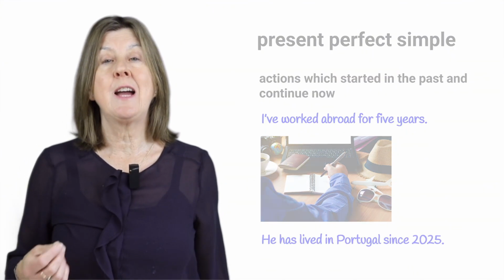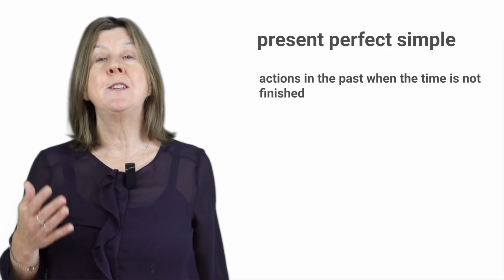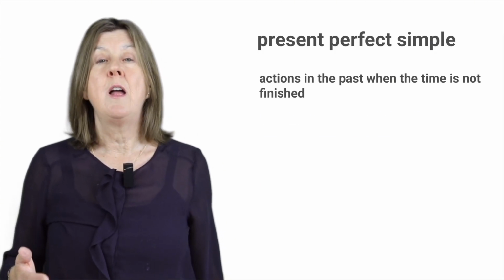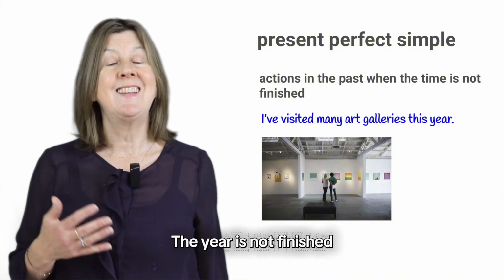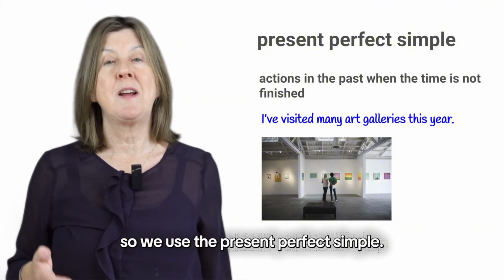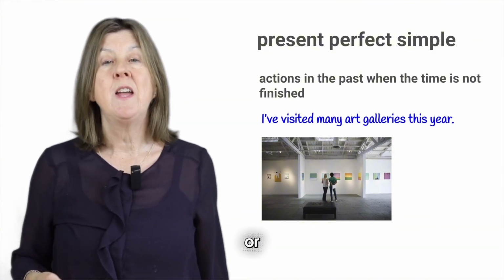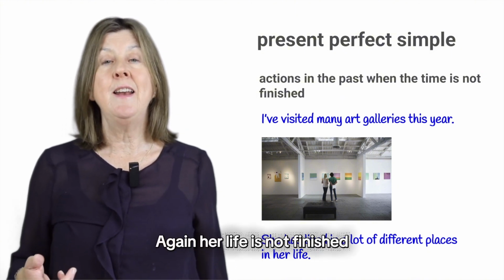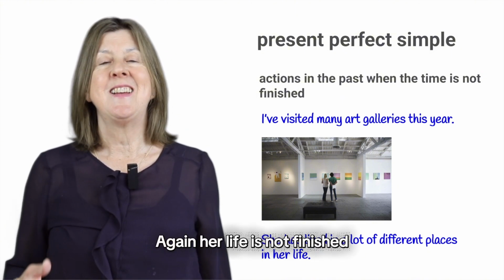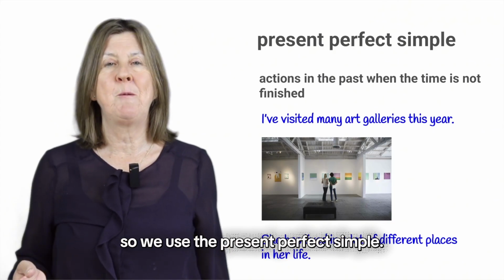It's also used for actions in the past when the time is not finished. For example, I've visited many art galleries this year. The year is not finished, so we use the present perfect simple. Or, she has lived in a lot of different places in her life. Again, her life is not finished, so we use the present perfect simple.